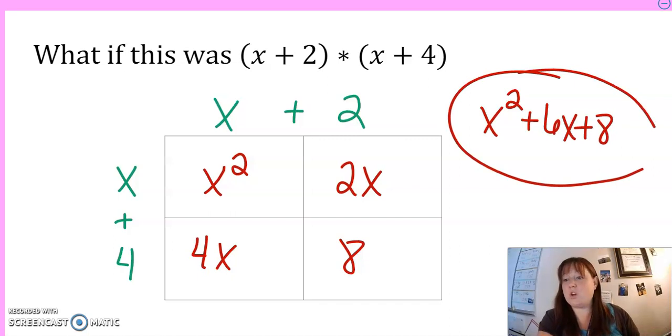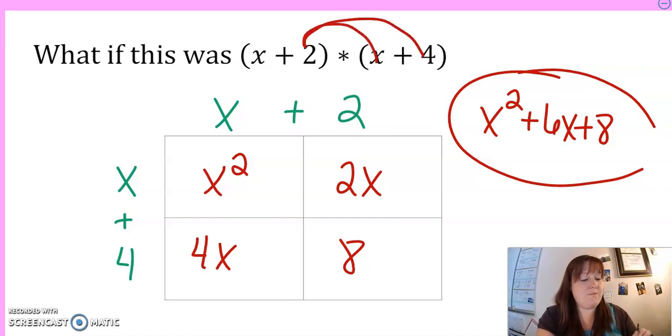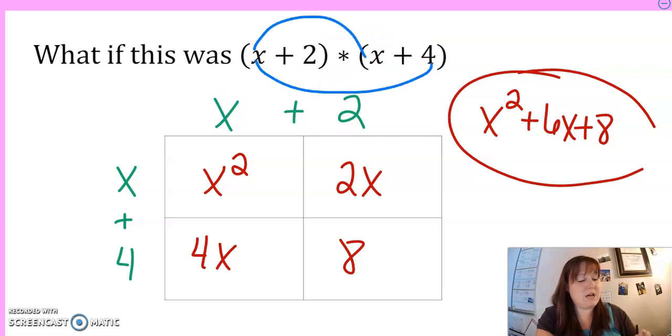And if you learned something called FOIL, you know that this is exactly what you would have gotten with FOIL. Basically, it's just distributive property. So if you think about it, when I multiply these, I have to multiply this 2 by the x, and I have to multiply the 2 by the 4. I have to multiply this x by the x, and I have to multiply it by the 4. If you remember FOIL, it's like first, outside, inside, last. There's a little FOIL man for you.